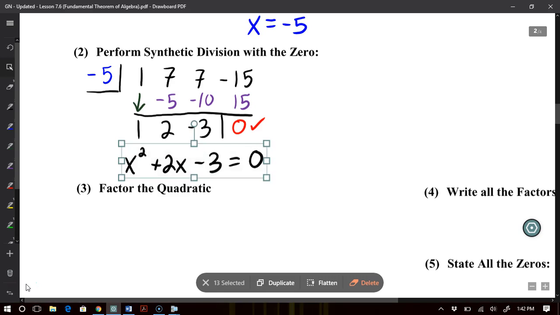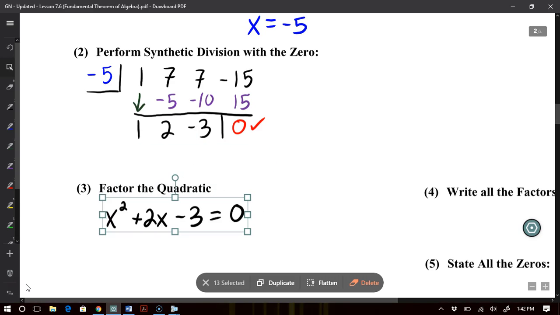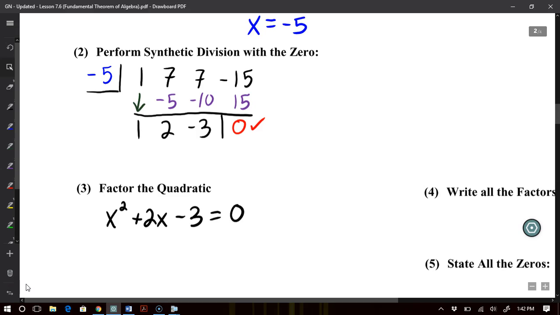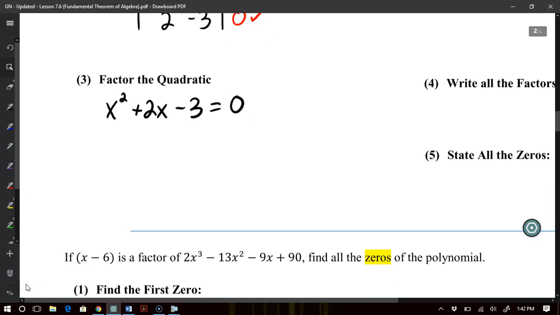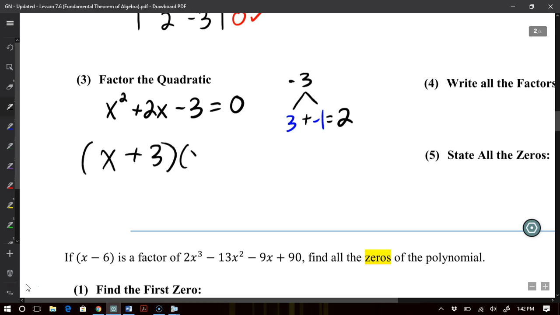We are working with that quadratic. So the question is, how do you factor it? Well, in this case, we want to know what multiplies to give us negative 3 and what adds to give us 2. In that case, it's going to be a 3 and a negative 1. So my factors from this are x plus 3 and x minus 1 equals 0.